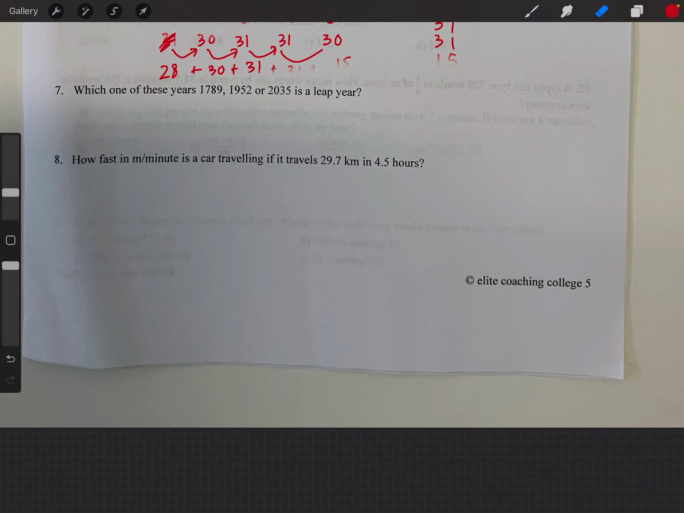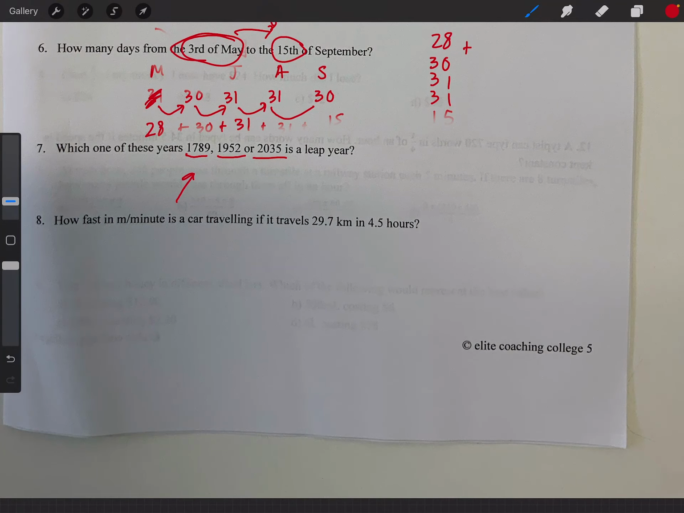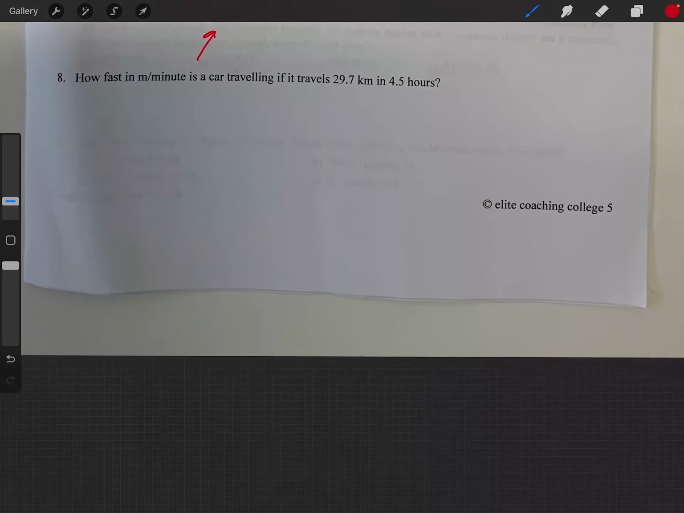Which of these years is a leap year? Well, there are 3 years listed here. For a year to be a leap year, it has to be divisible by 4. So see which one of these is divisible by 4 without remainders. Okay, so no remainders.